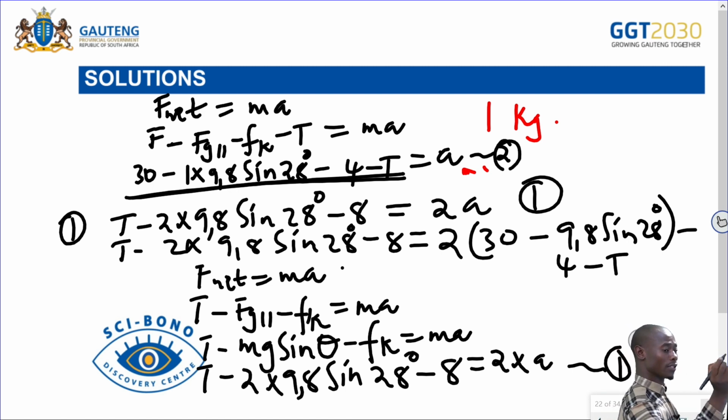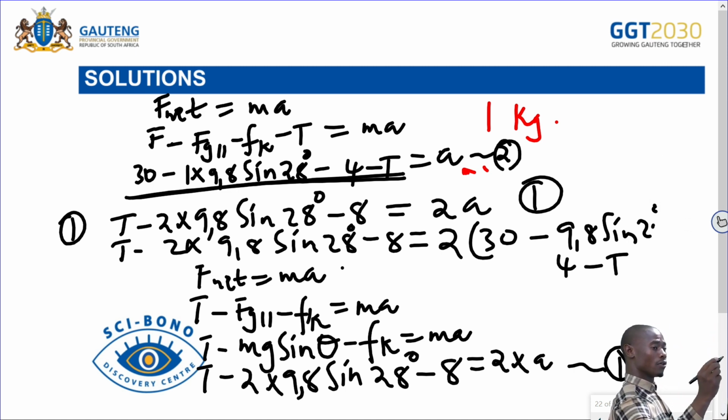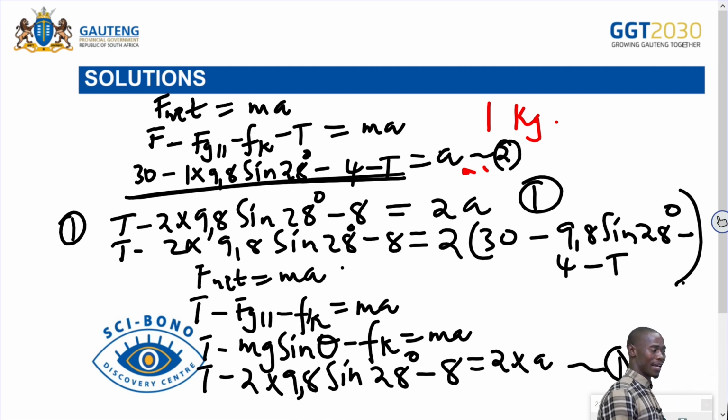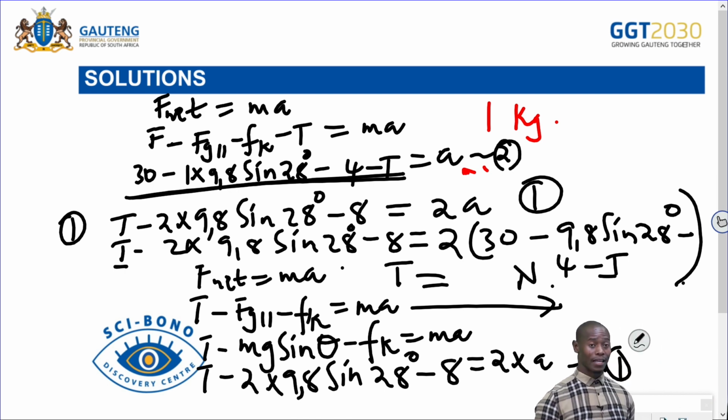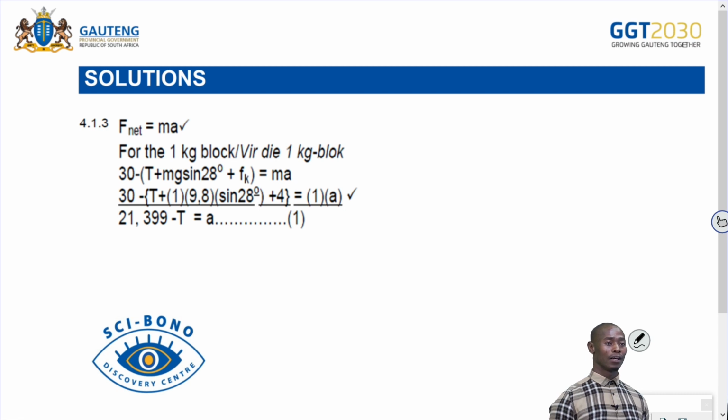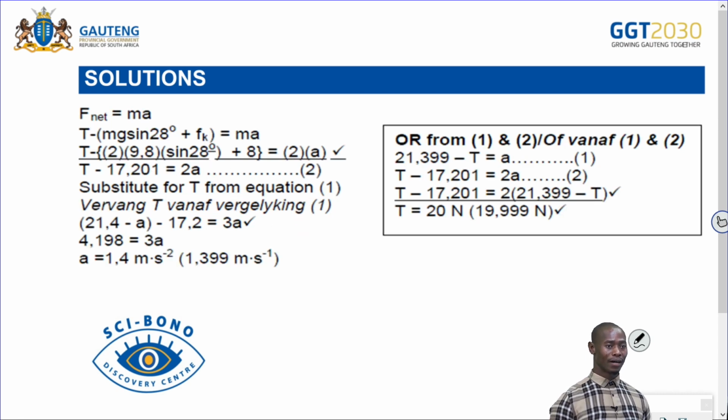Okay, so here this is what I'm supposed to do. So here it's 30 minus 9.8 sine 28 degrees minus 4 minus T. This is what we have. So you can see now I'm only left with one unknown, which is T. Then you solve for T. Then you'll get T in newtons. Okay, then what did they get here? For T, they got 20 newtons. So T is 20 newtons. Then next question.